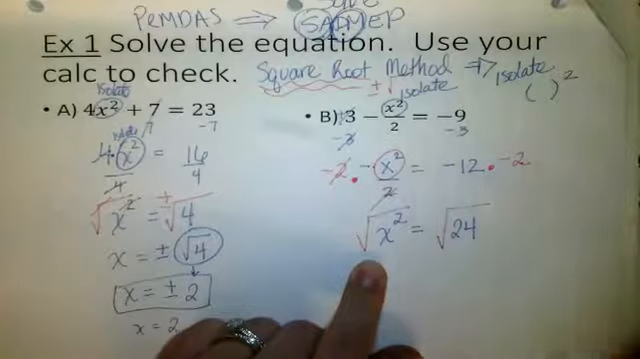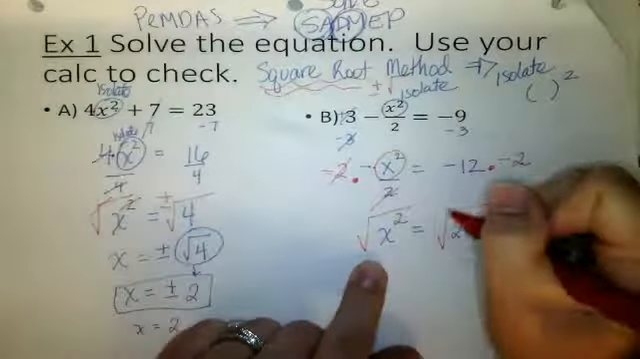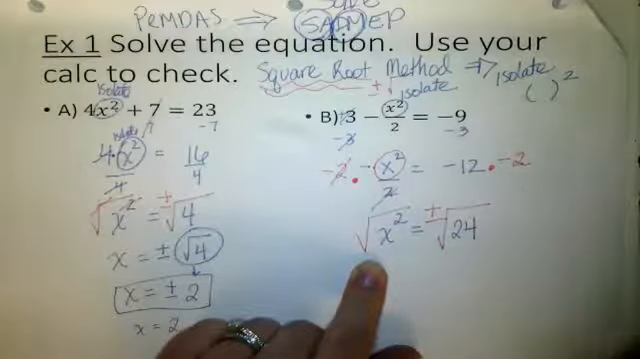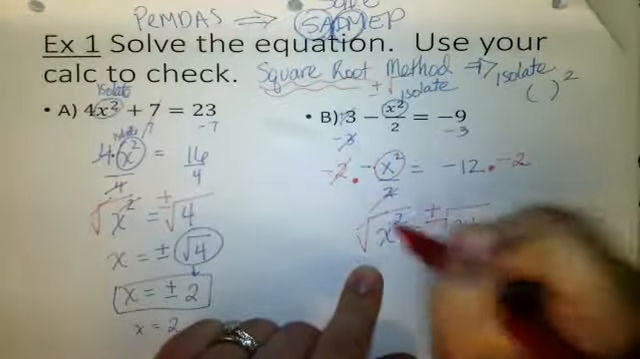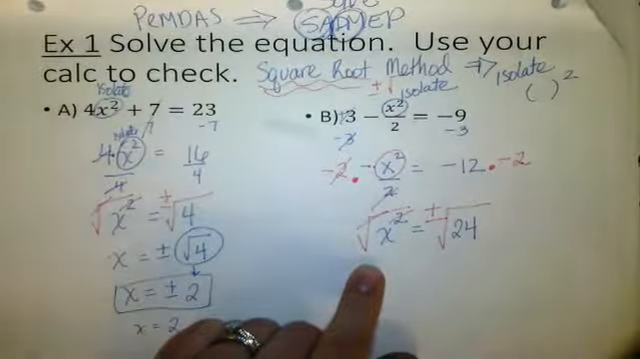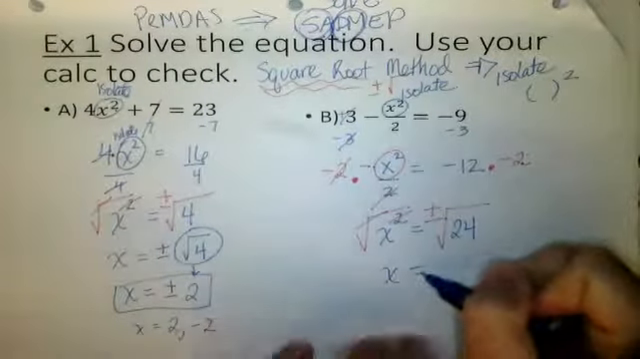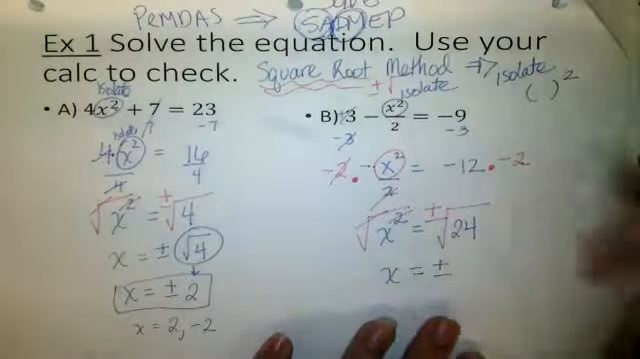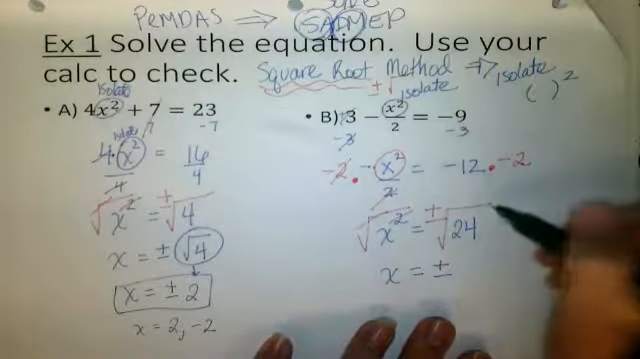Don't forget, say it out loud. Don't forget the plus or minus. Thank you, thank you, thank you. All right, so the square root and the square cancel out, leaving me with a plain old x equals plus or minus. I'm going to do a little shorthand here. We're trying to simplify the square root of 24.